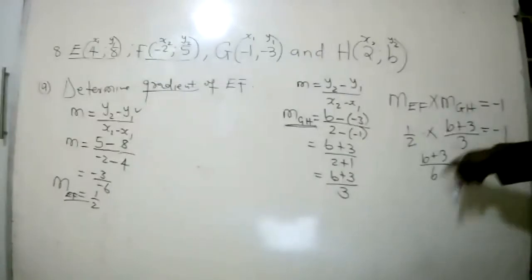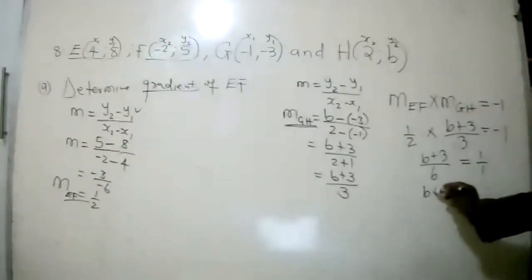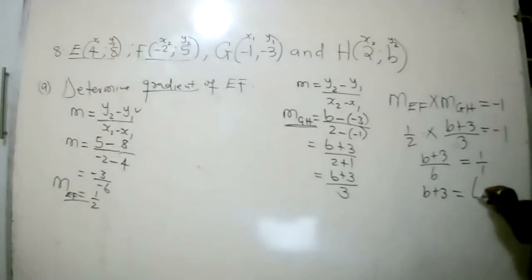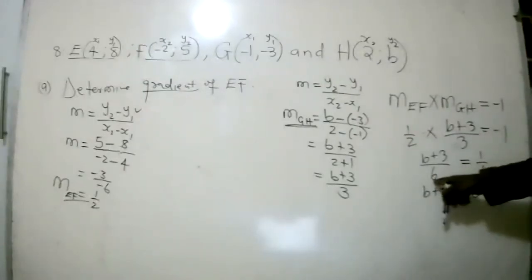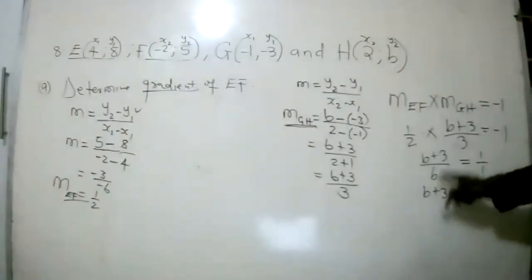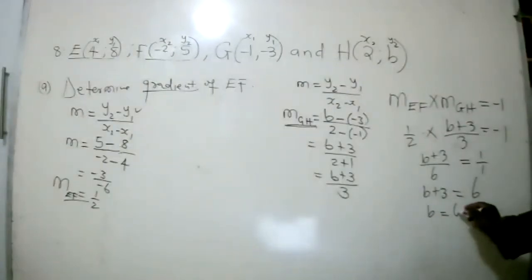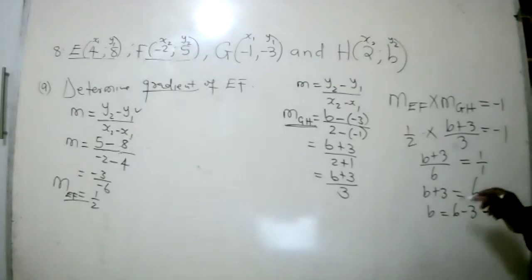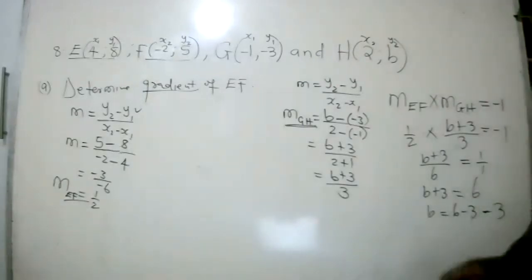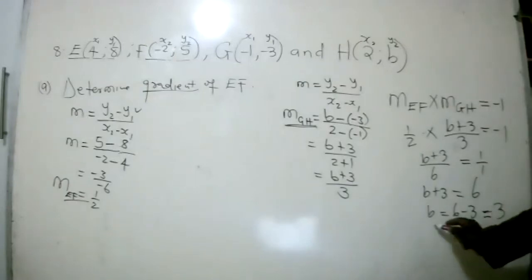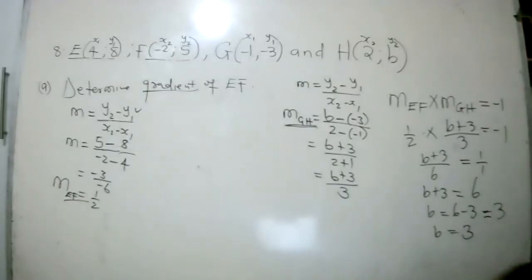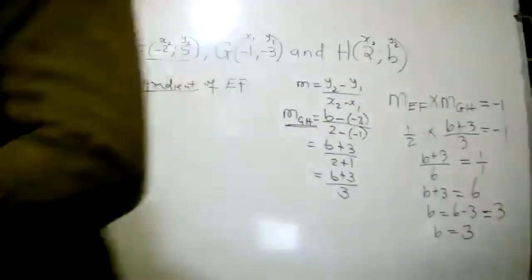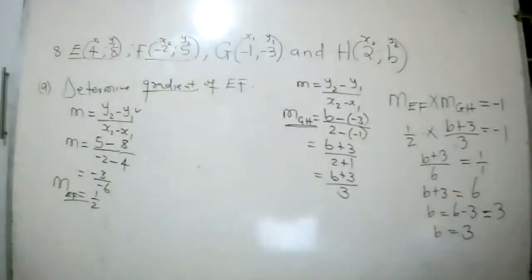And then from there, we can cross multiply. When we cross multiply, we'll have B plus 3, which is equal to 6. We take this 3 to the other side, we'll have B equal to 6 minus 3, and that is equal to 3. So the value of B in this case is equal to 3. B is equal to 3. Let me know if you all understood how we got to the final answer on that question. I understood. All right, wonderful.